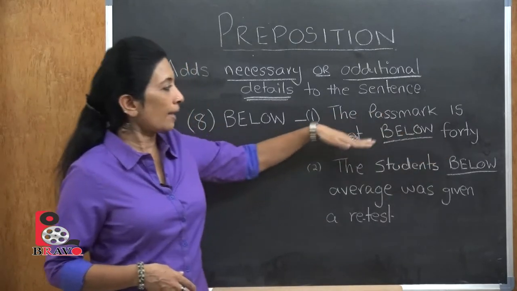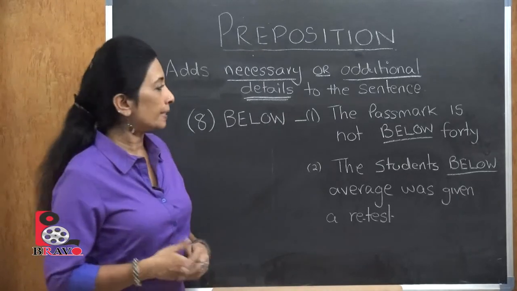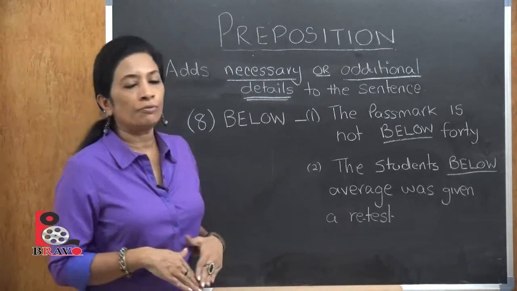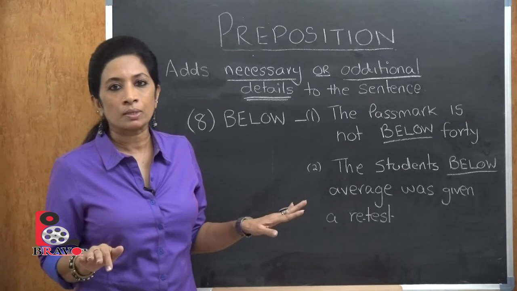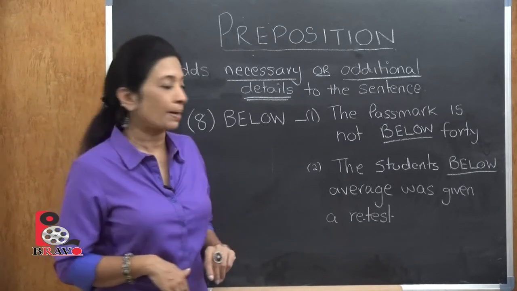So that means they have to take above, which is over. We'll come to that later. So the pass mark is not below 40. So 40 is the cutoff line. Anything below 40 is not accepted as a pass mark.